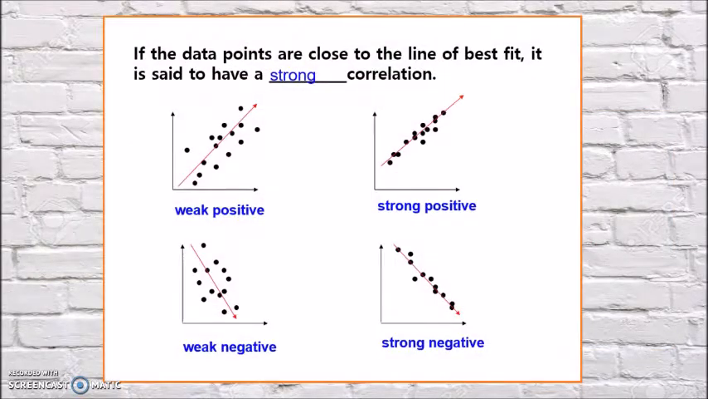If the data points are close to the line of best fit, it's said to have strong correlation. So, on the first and second graph, we see a weak correlation, positive and negative. On the other hand, the third and fourth scatterplot show us a strong correlation, positive and negative.